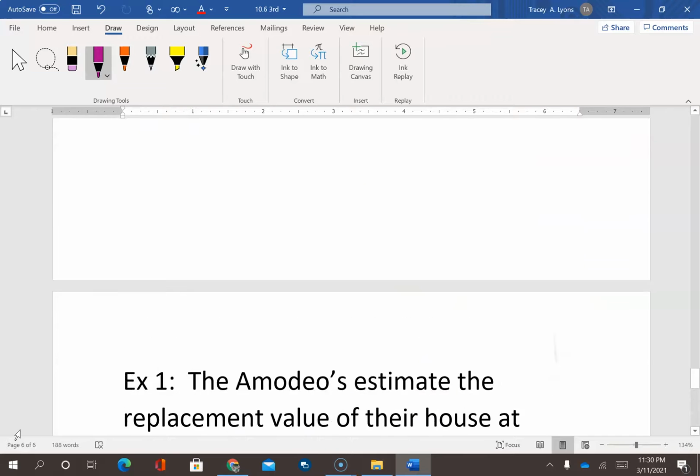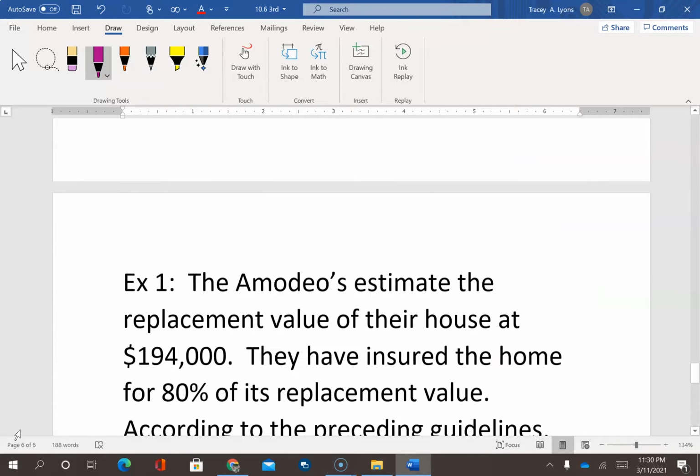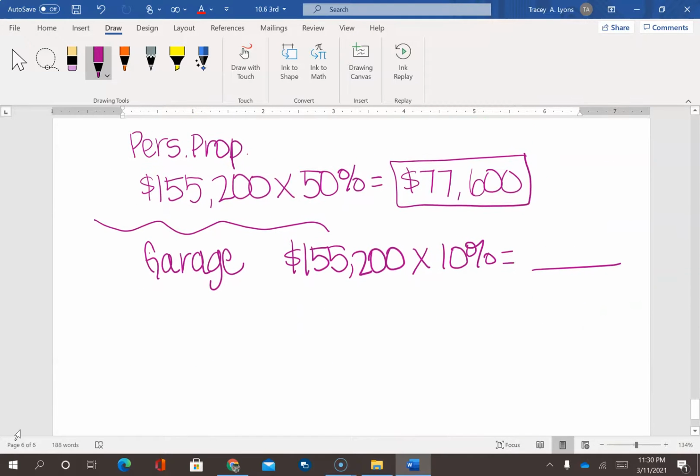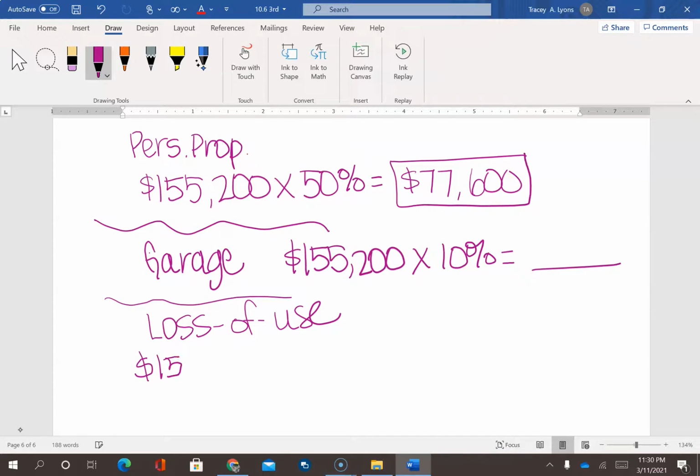The other one is loss of use coverage. So what if they have to be away from their home because of a fire? So again, you take that same $155,000 number and you take it times 20%.